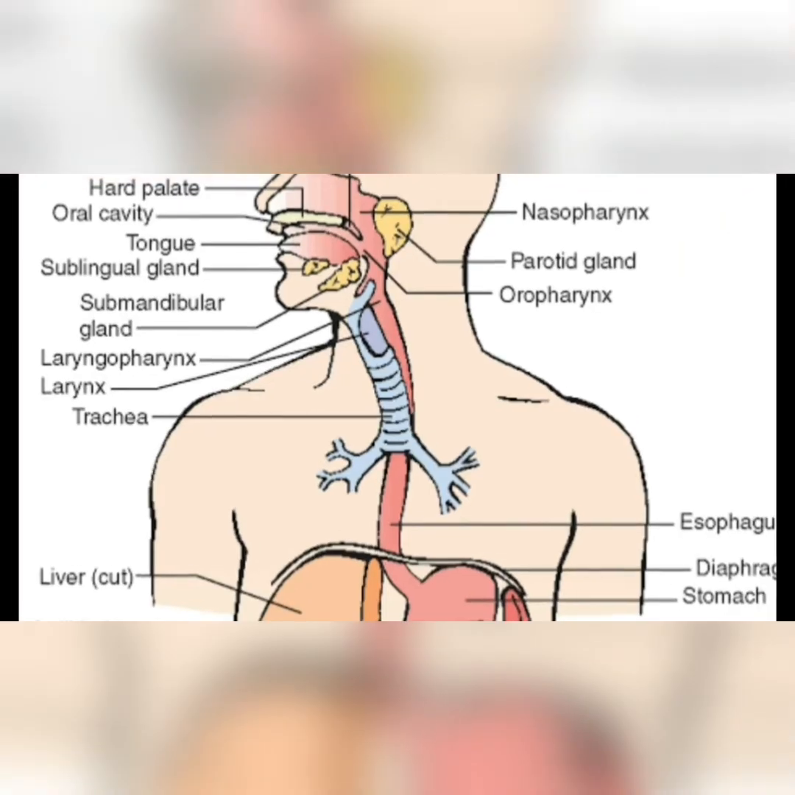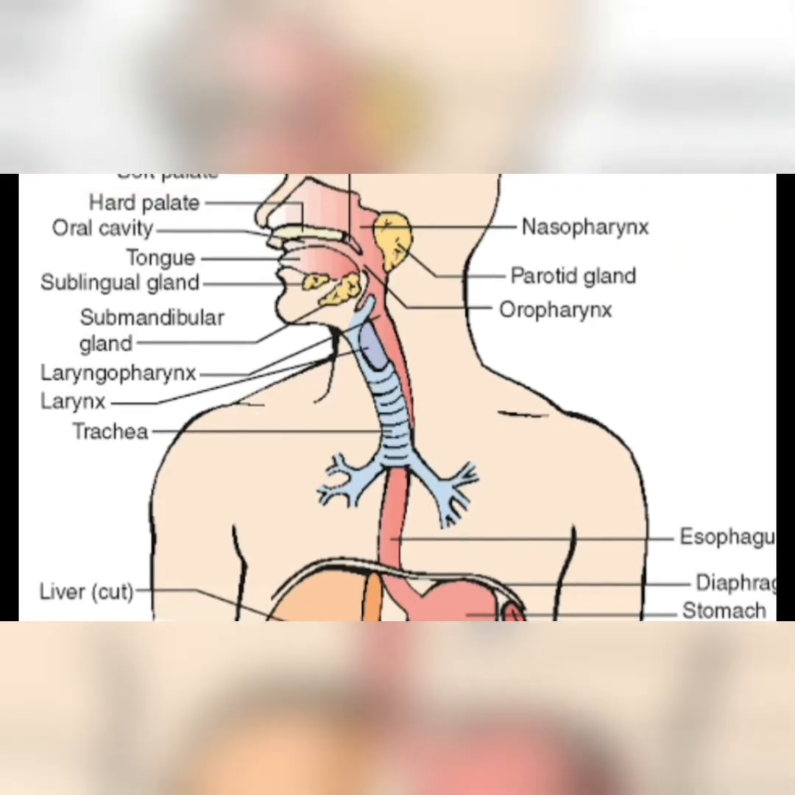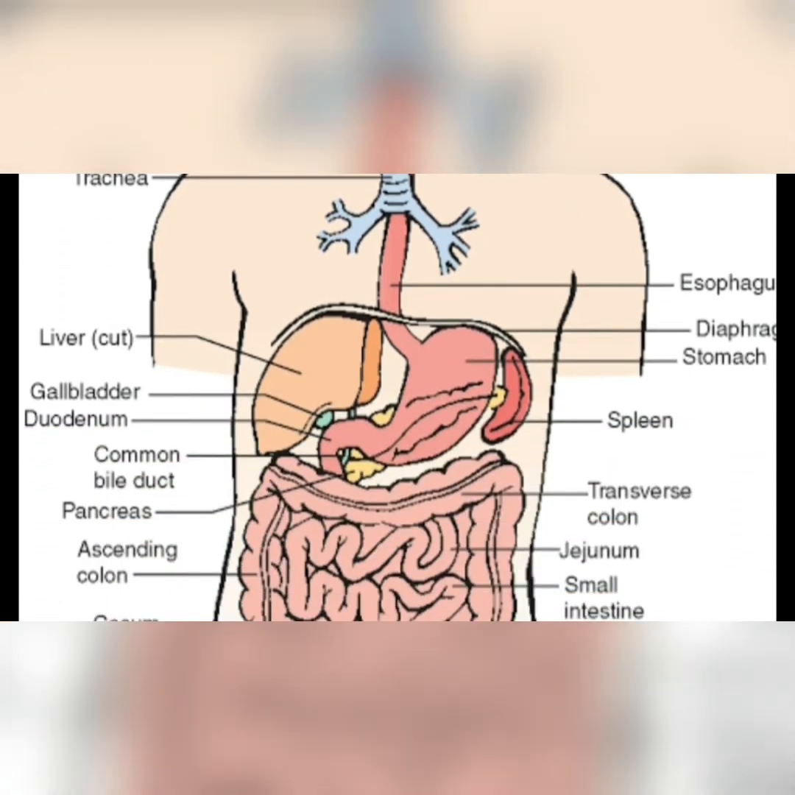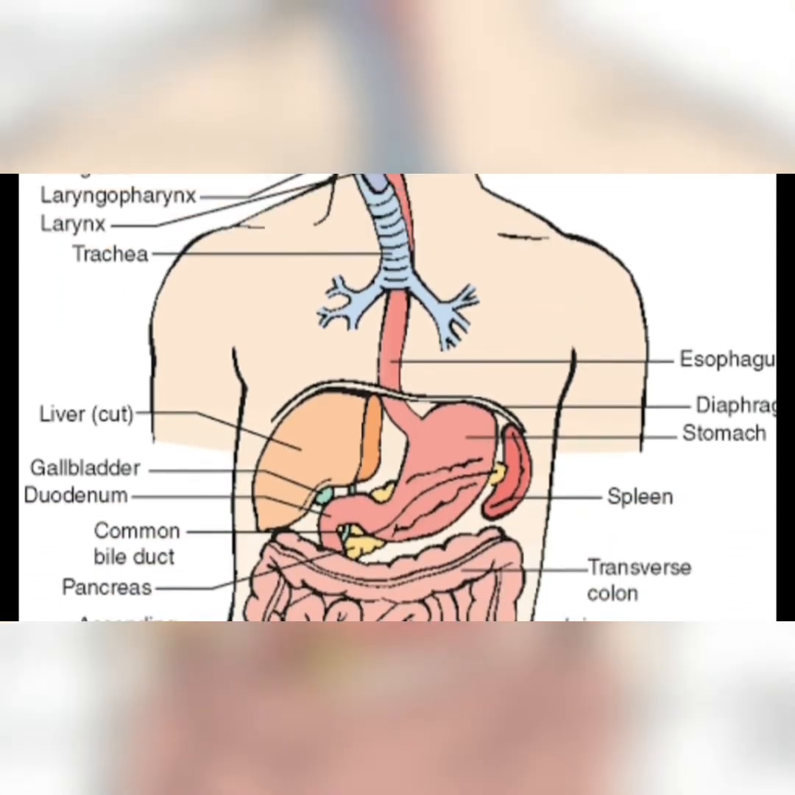In this video, we'll be discussing the disorders of the digestive system. As you may already know, our alimentary canal starts from the mouth and moves through the esophagus, stomach, small intestine, large intestine, and finally through the rectum. Now let's move to our topic, which is disorders of the digestive system.